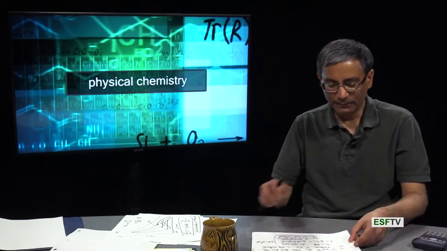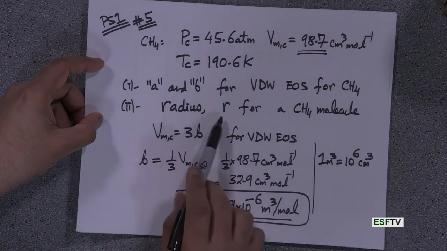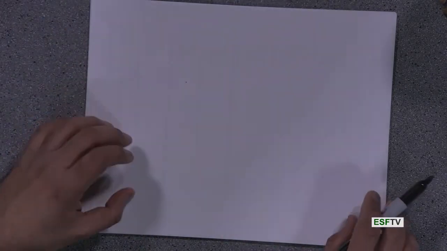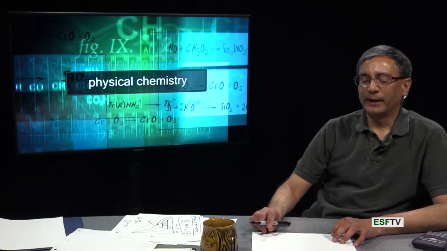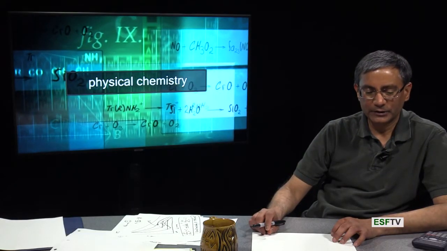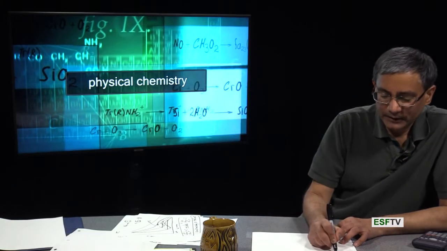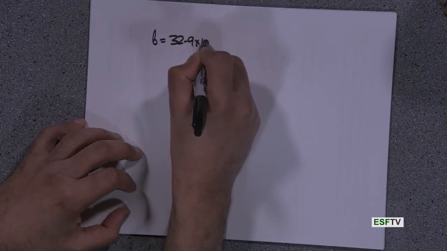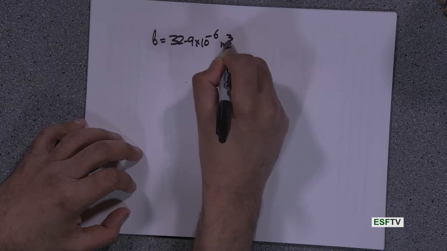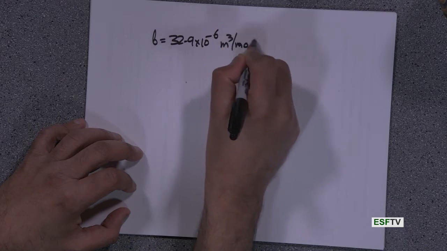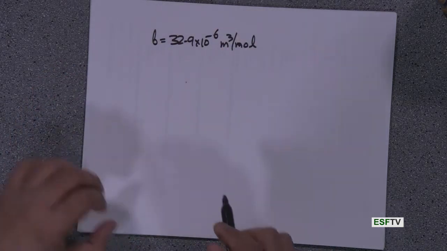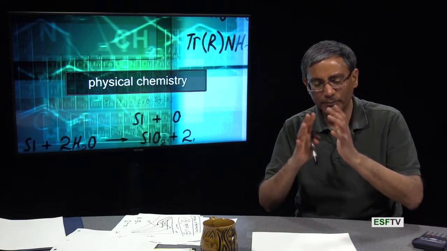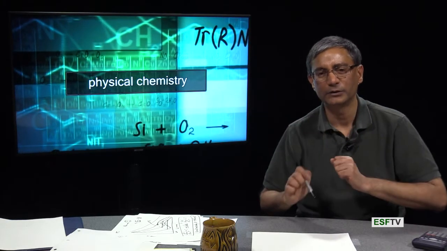The second part of the problem asks, what's the radius for a methane molecule? How do we estimate this? Think about it this way. What information do we have? Just A and little b. Little b is 32.9 times 10 to the negative 6 cubic meters per mole. What is little b physically? Physically, little b represents the smallest volume you can squish 1 mole of molecules into.